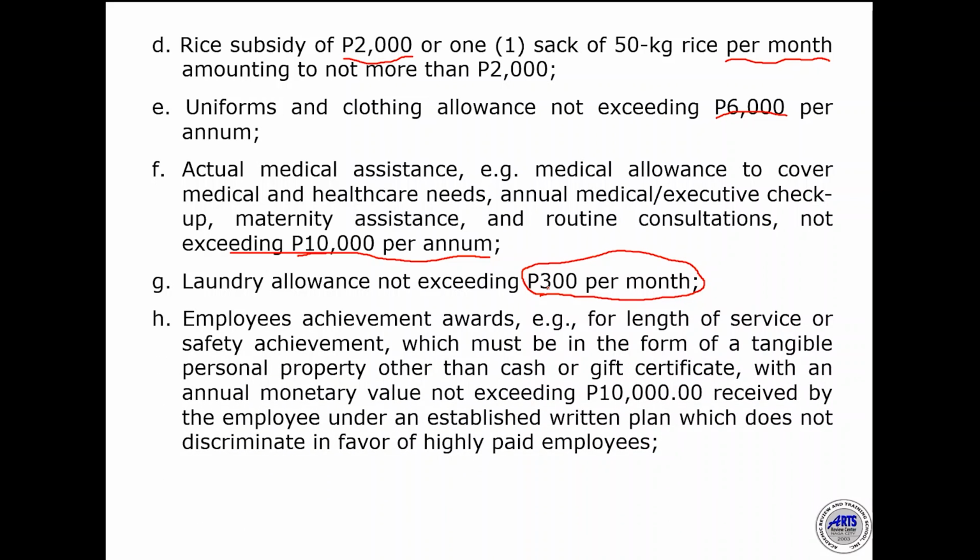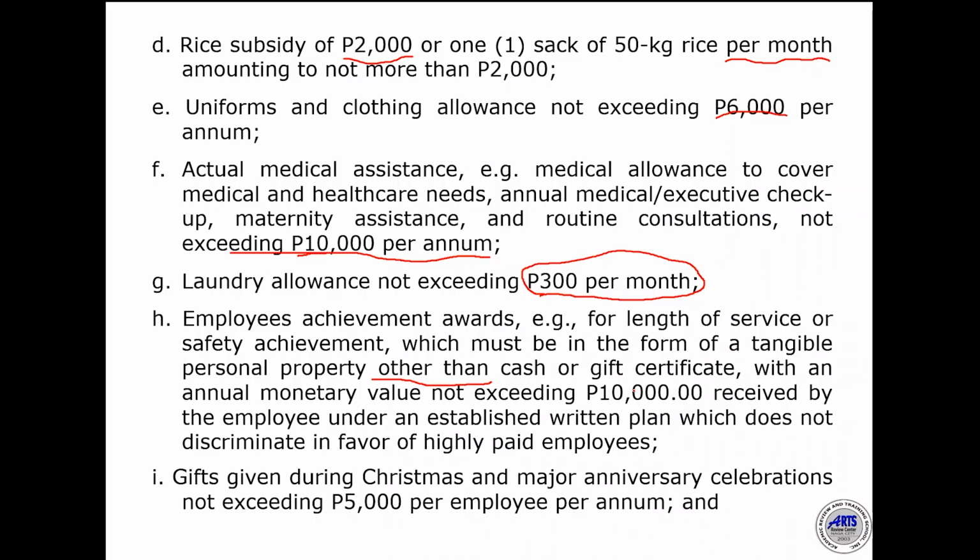Employees achievement awards. Example, for length of service or safety achievement which must be in the form of a tangible personal property other than cash or gift certificate, with an annual monetary value not exceeding 10,000. Received by the employee under an established written plan which does not discriminate in favor of highly paid employees. So, basta hindi cash or gift certificate. Next.